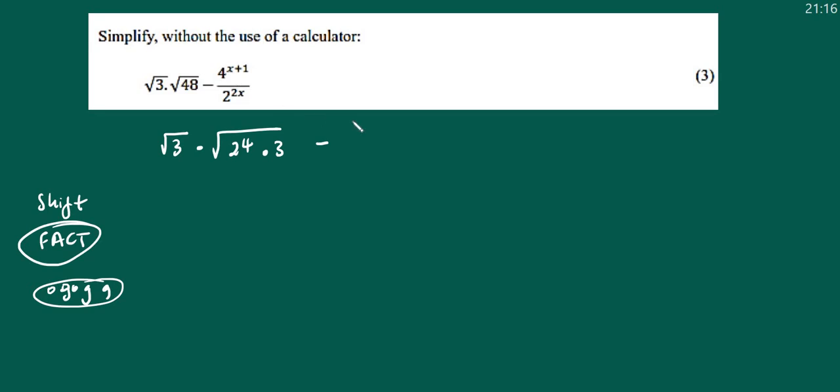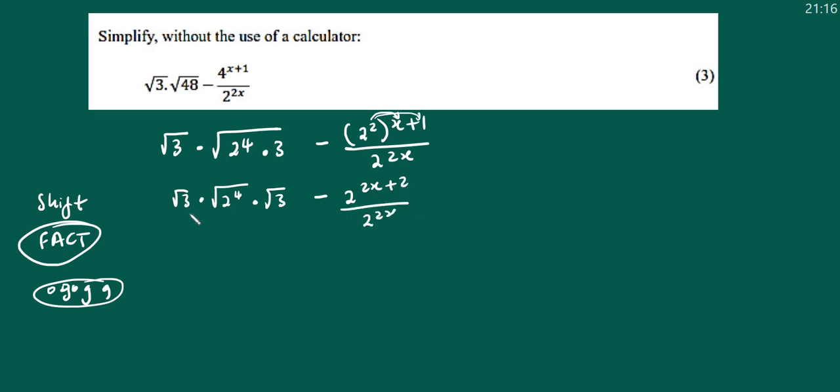So if you do that, you're going to have 2 to the power 4 multiplied by 3, minus, now here you have 4 to the power x. That one you can also do the same thing. It's going to give you 2 squared to the power x plus 1, all divided by 2 to the power 2x. Then from here, good people, I need you to know that you can then separate these things to say the root of 2 to the power 4 times the root of 3 minus 2 to the power of 2x plus 2. So what I did is that I said 2 times x, and then I said 2 times 1, which gave me this, all over 2 to the power 2x.